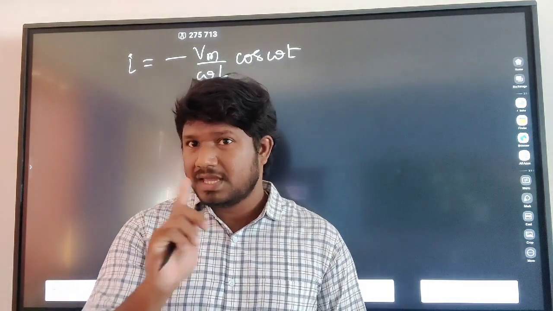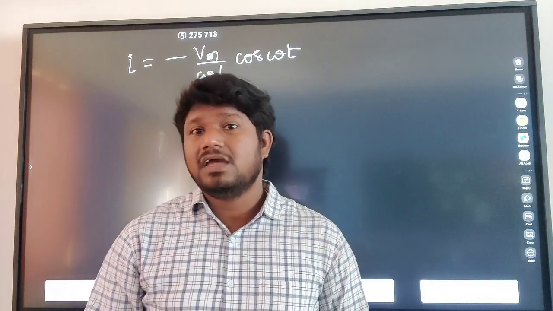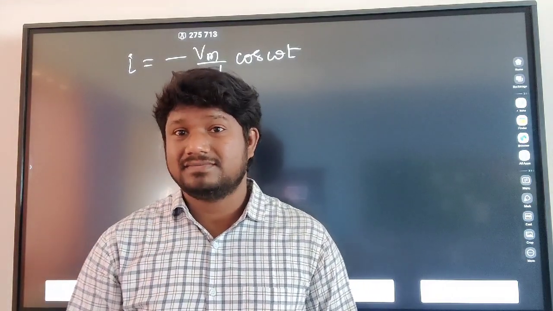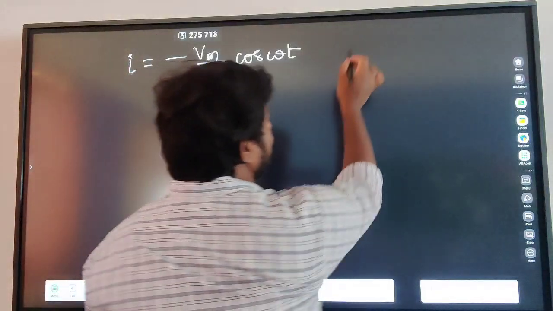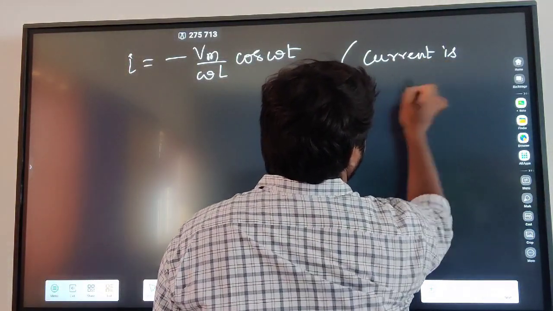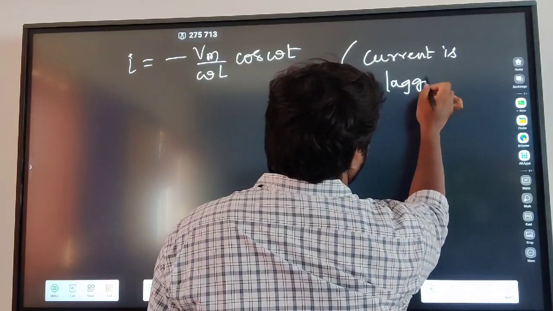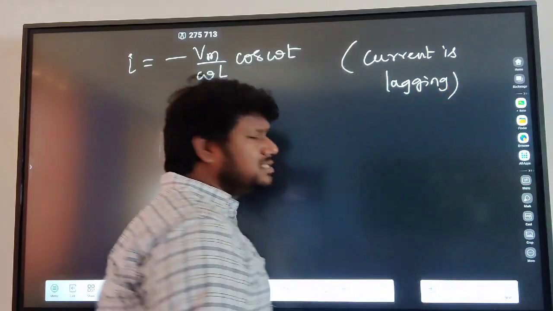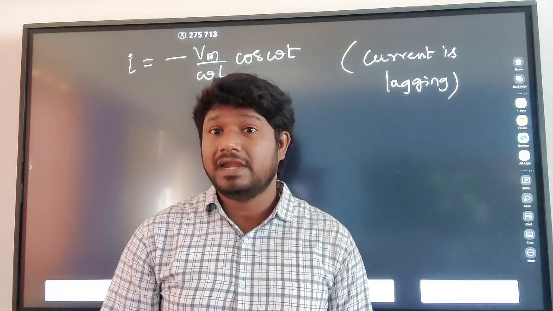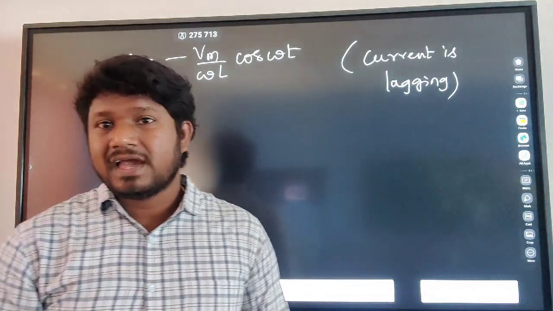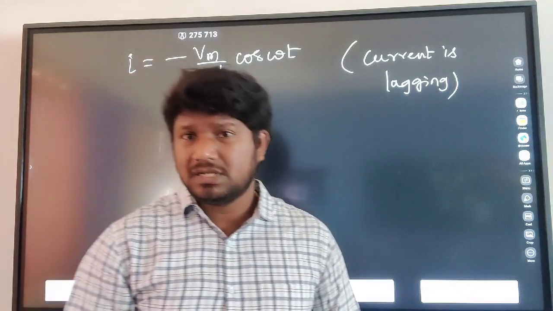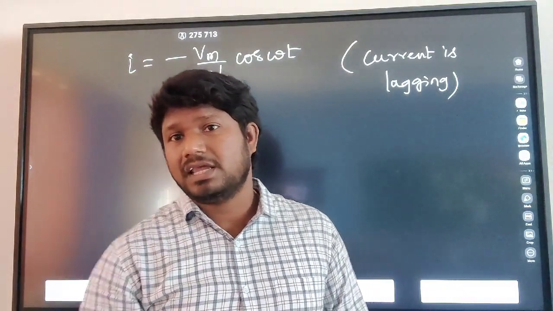And one more thing, here current is negative now. Current is negative, meaning current is lagging. What is this negative meaning? In an inductor, current is lagging. Lagging behind what? Lagging behind voltage. Current is lagging behind voltage. That we are going to represent with a perfect mathematical equation.